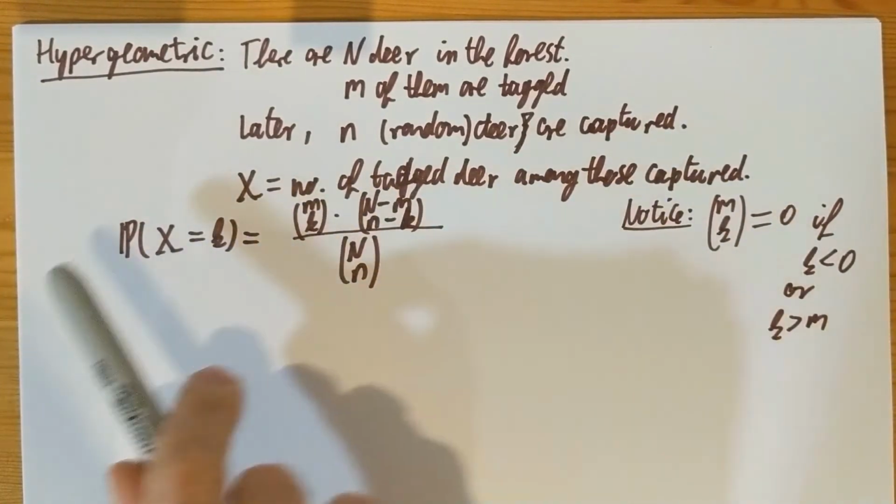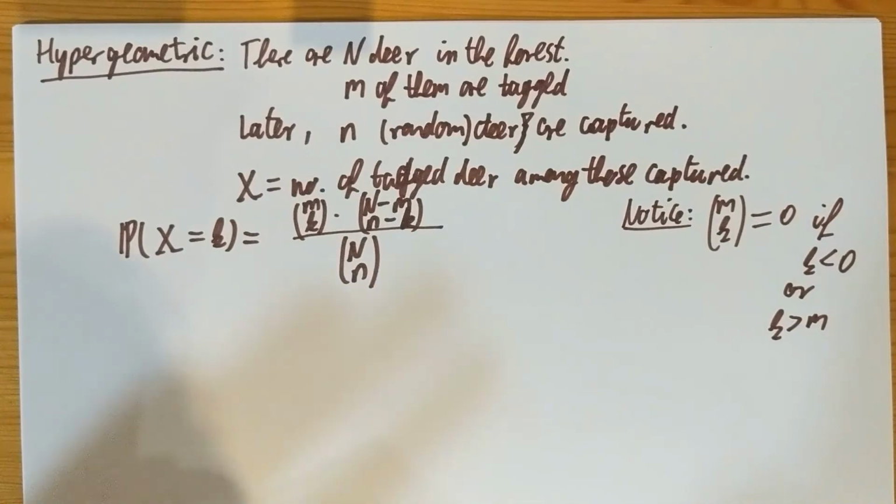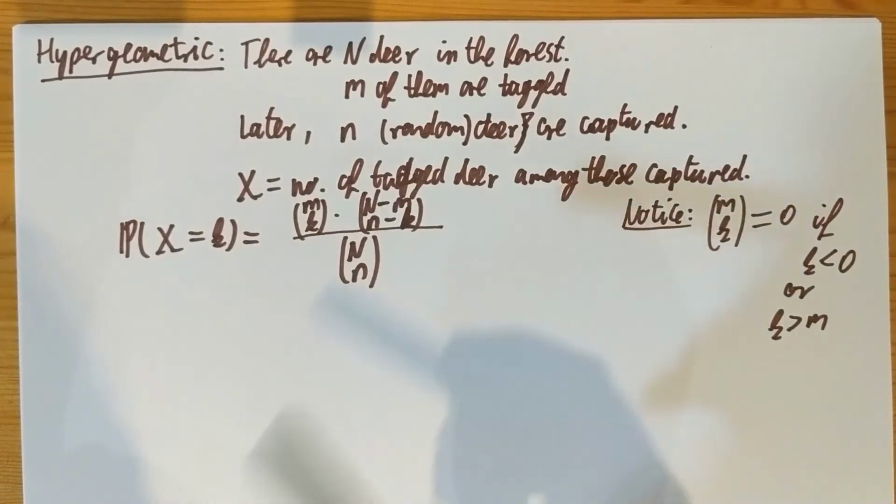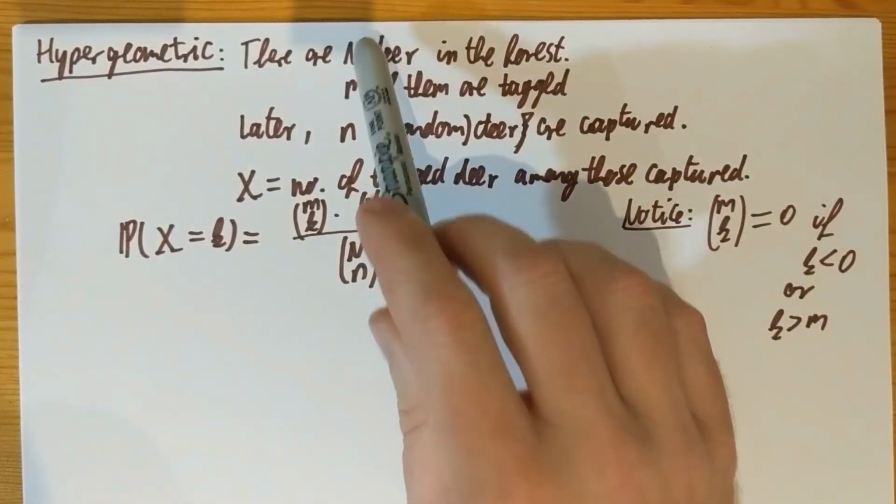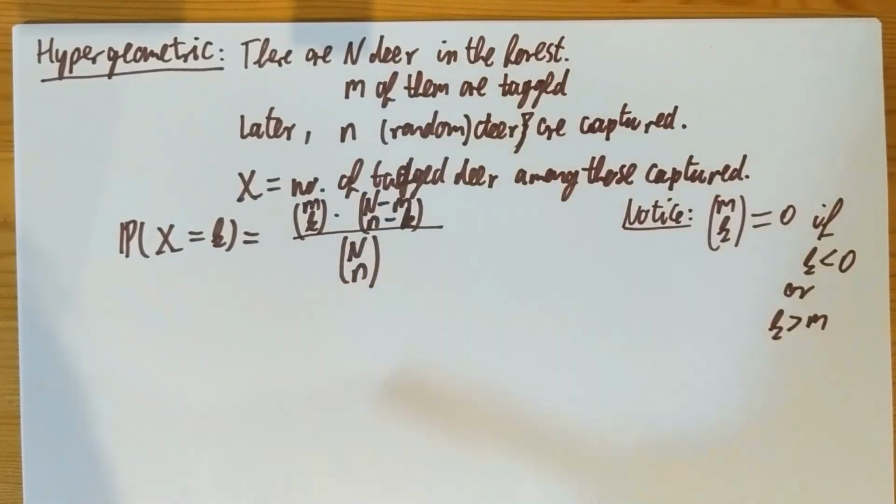So that's why I'm not going to bother to write out all the conditions. You can actually just read them off from the binomial coefficient. And I'm also not going to write out all the parameters. There are 3 parameters in the problem: capital N, the number of deer, m, the number of deer tagged, and little n, the number of deer captured.